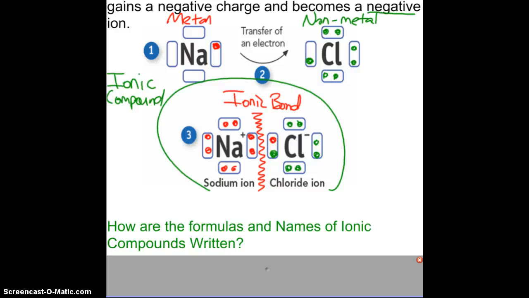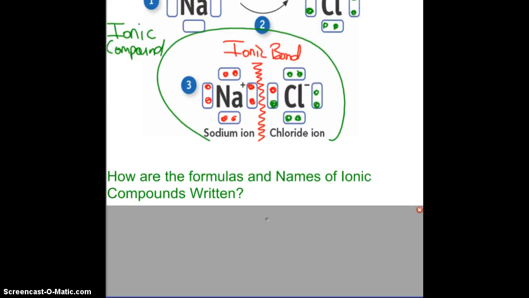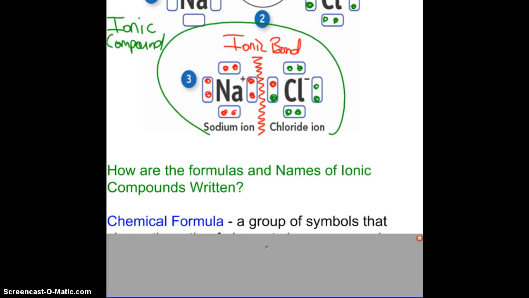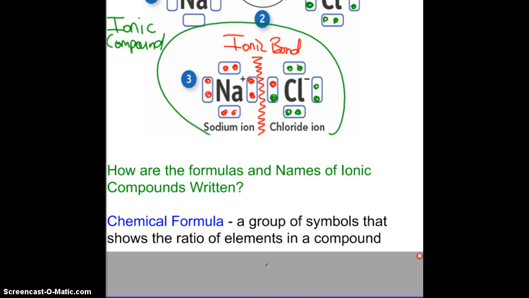So how are the formulas and names of ionic compounds written? First of all, a chemical formula. This is another vocabulary word. This lesson is actually full of vocabulary words. A chemical formula sounds like something very technical. It's actually something very simple and something you've seen many, many times. H2O. That is a chemical formula.